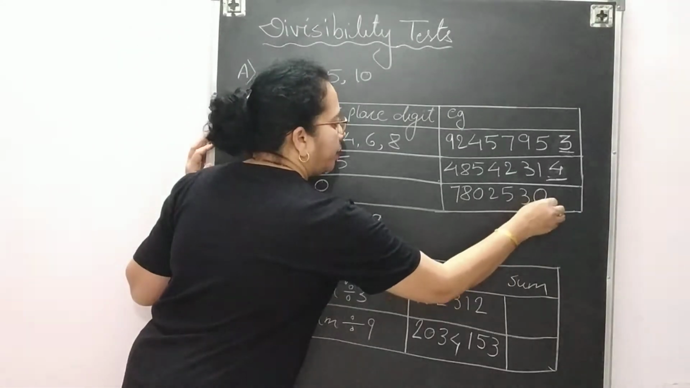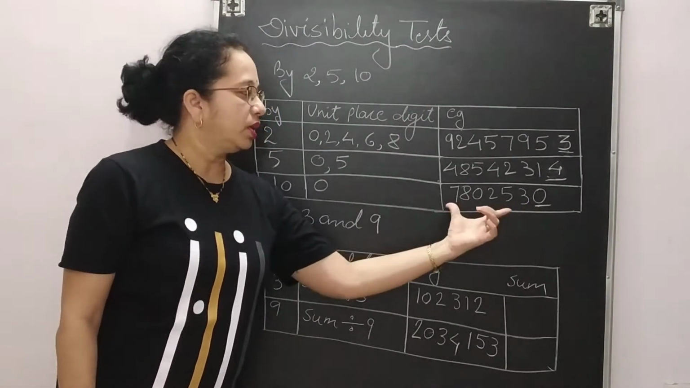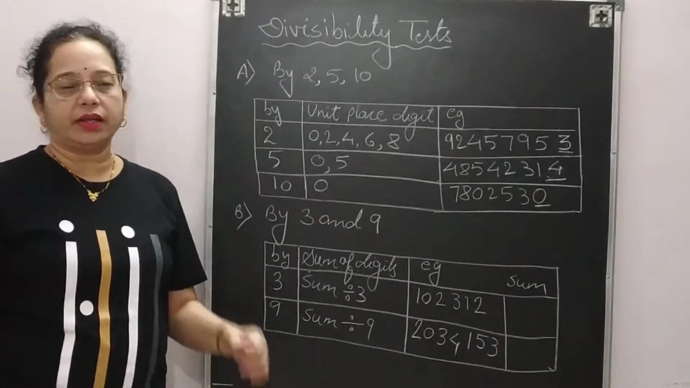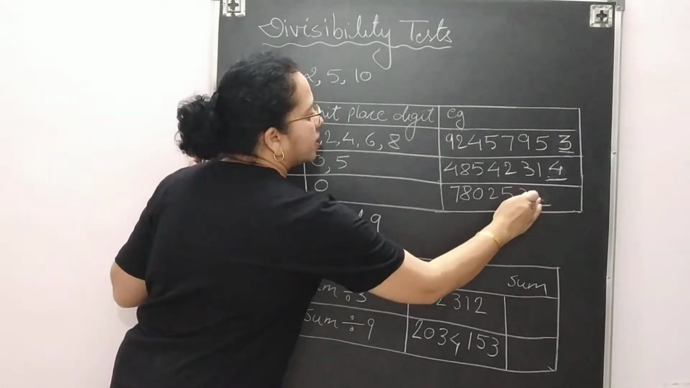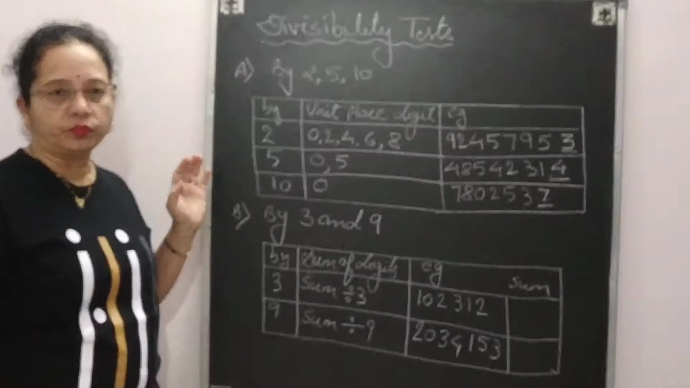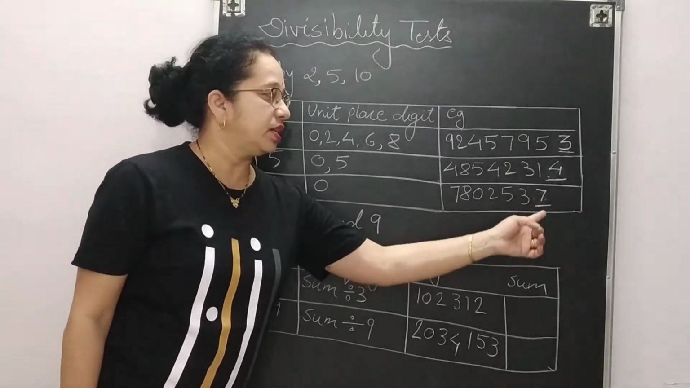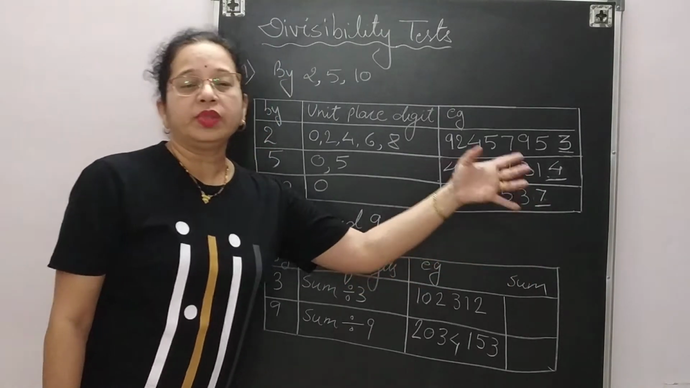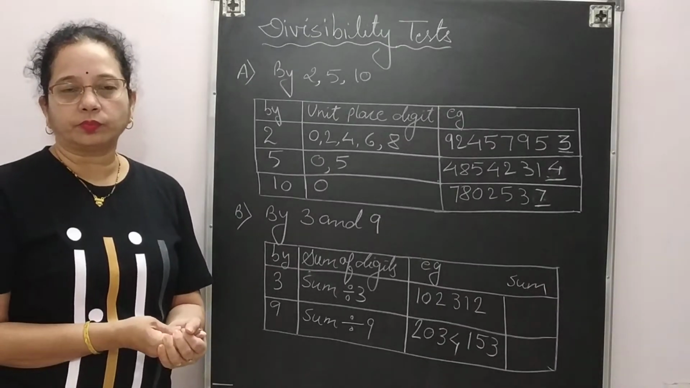By 10. So look at the unit place digit. Since the unit place digit is 0, the given number is divisible by 10. Suppose I make some changes over there and I am writing here 7. Since the unit place digit is not 0, or you can say unit place digit is 7, given number is not divisible by 10. Okay.